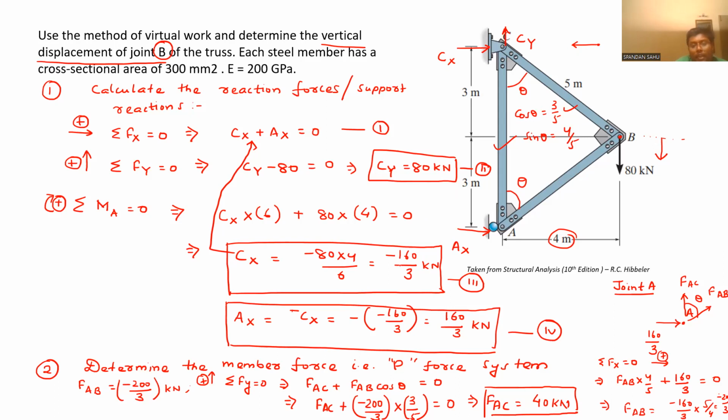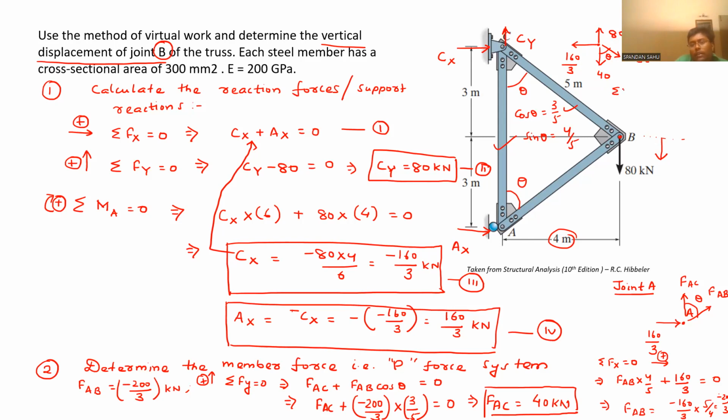Cx is negative, minus 160 by 3. Means this side is showing us negative value. So when we reverse that direction, it will be positive. So 160 by 3 this side. Cy is 80 upward. And this member force FAC we already calculated, that is 40. And FBC is the only unknown, and this angle is theta.